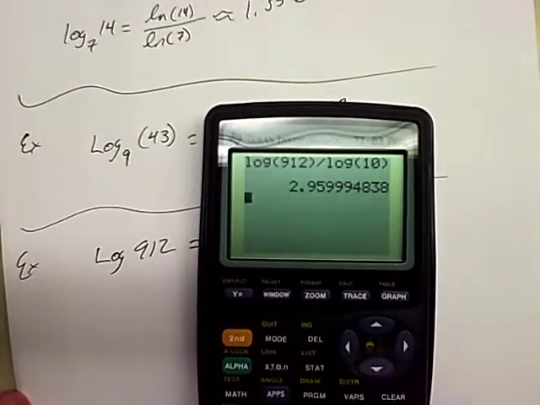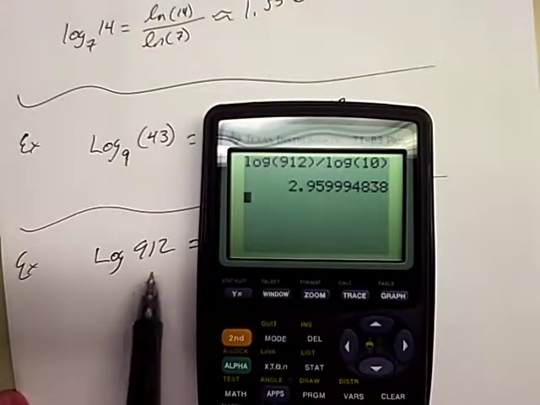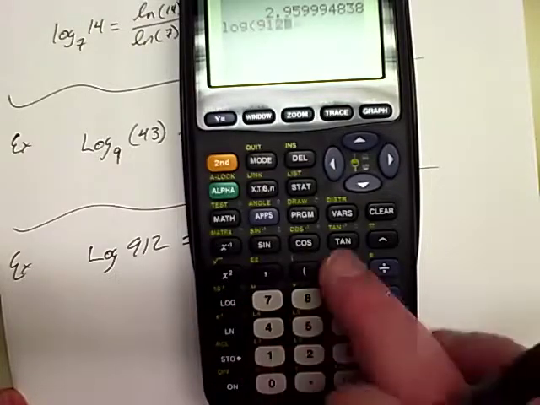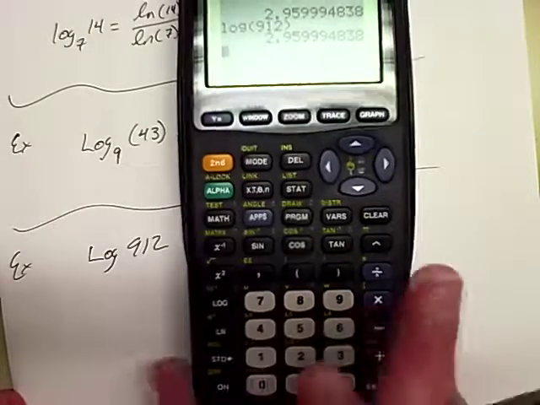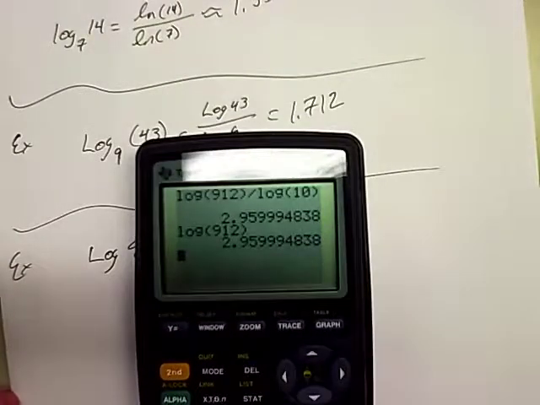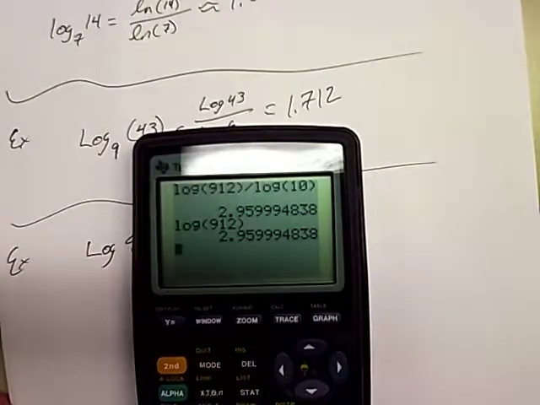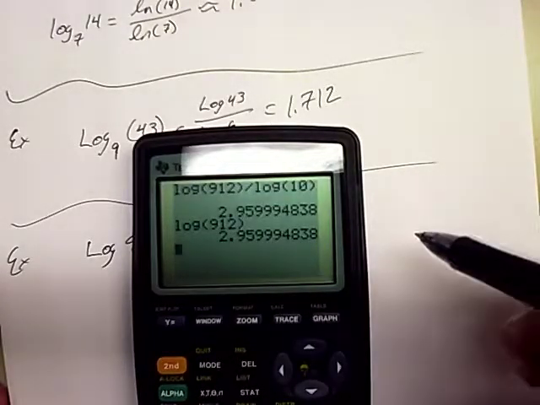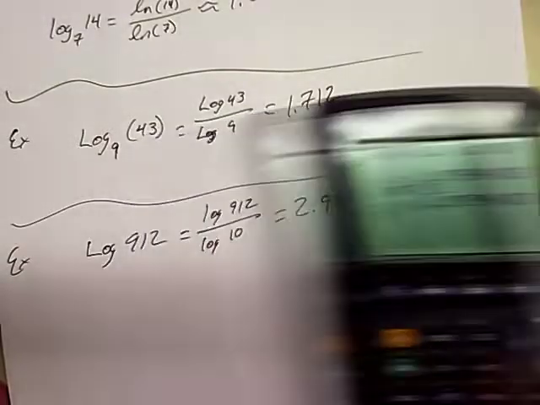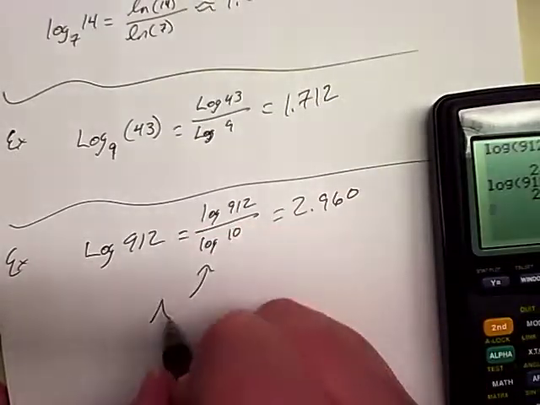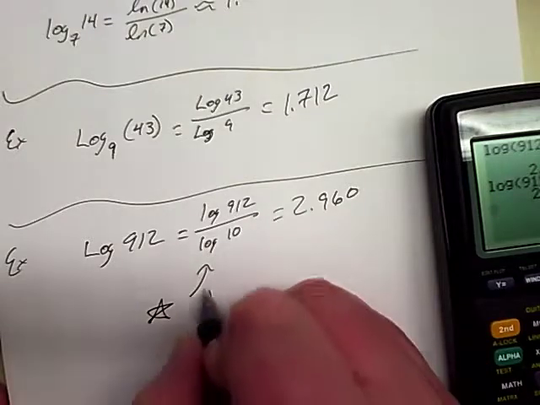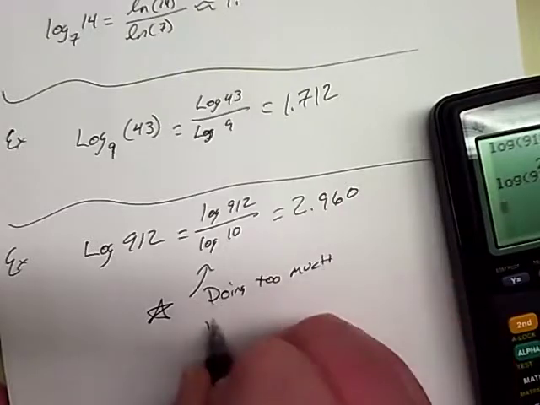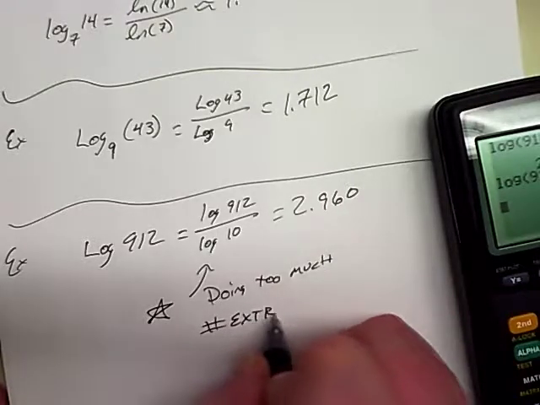Now, this is log base 10 of 912. Well, I already have a log base 10 button. So I could have made life really easy on myself by just putting it in as log base 10 of 912 and hitting enter. Right, so your understanding of logarithms is really abundantly clear to me at the moment I see somebody do this. This is doing too much. Hashtag, that's extra, Mr. Stevens.